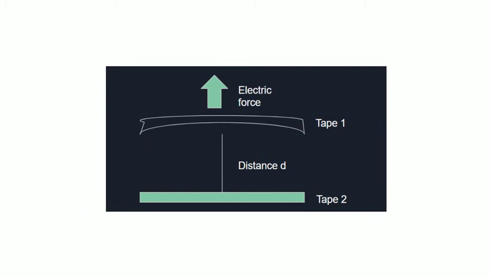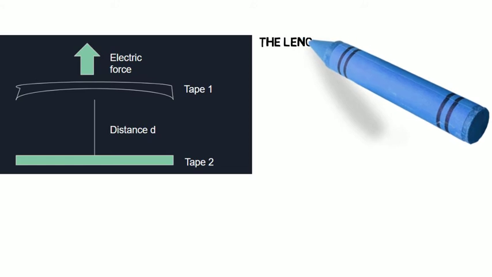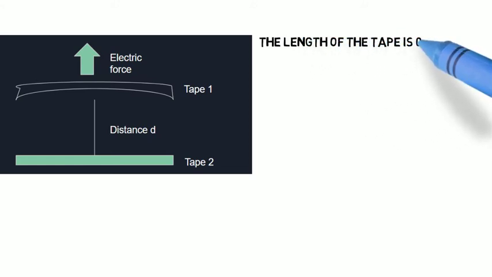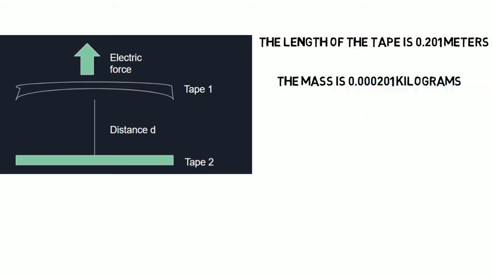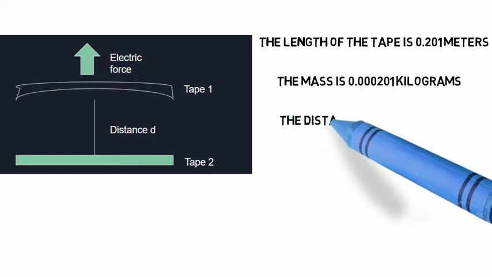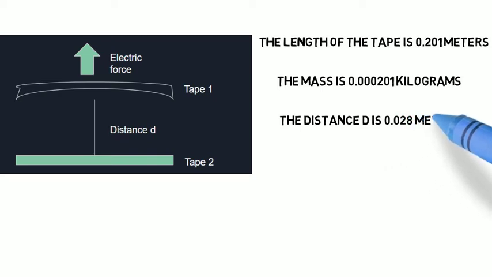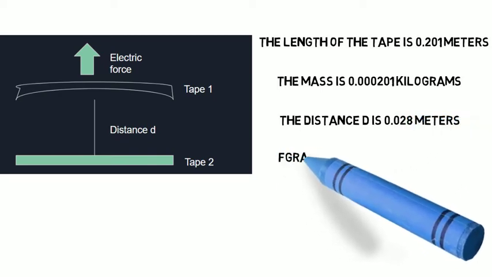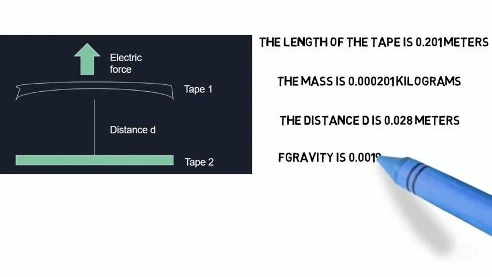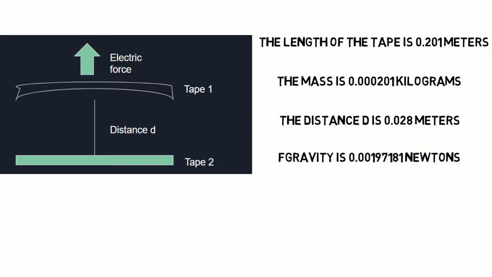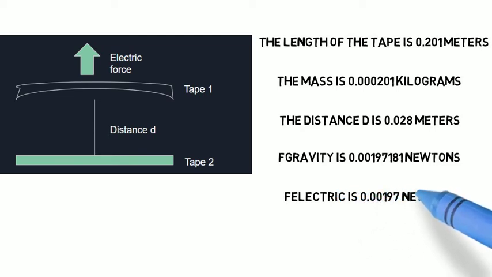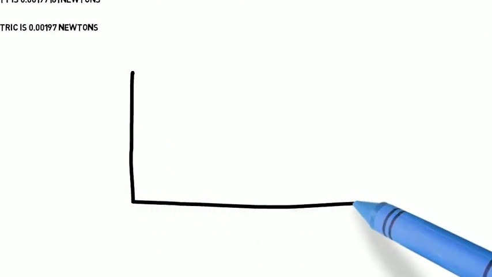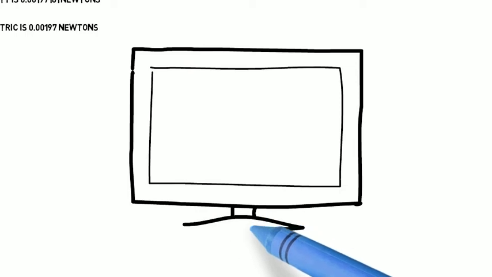Measurements that we took from the previous lab from this setup were that the length of the pieces of tape was 0.201 meters, the mass of the piece of tape was 0.000201 kilograms, the distance d between the tapes was 0.028 meters, and the magnitude of the gravitational force on the floating piece of tape was 0.00197181 newtons, and the magnitude of the electric force on the floating tape calculated from the Q found from the first lab was 0.00197 newtons.